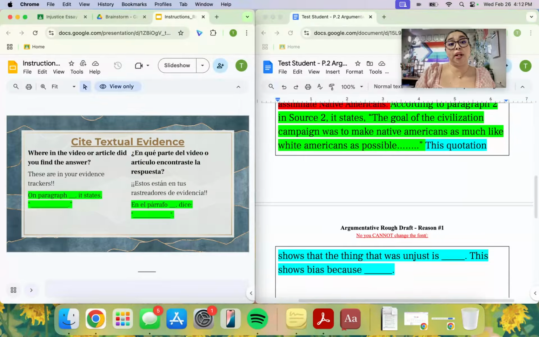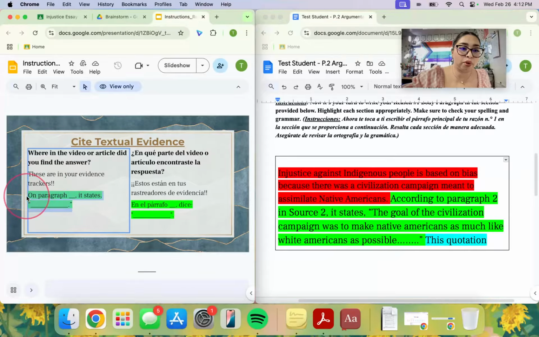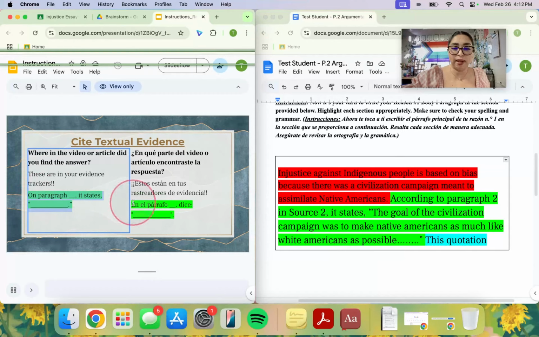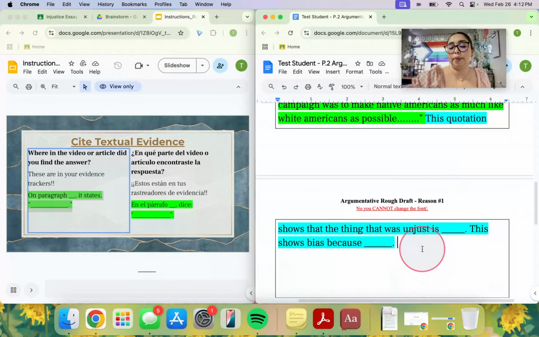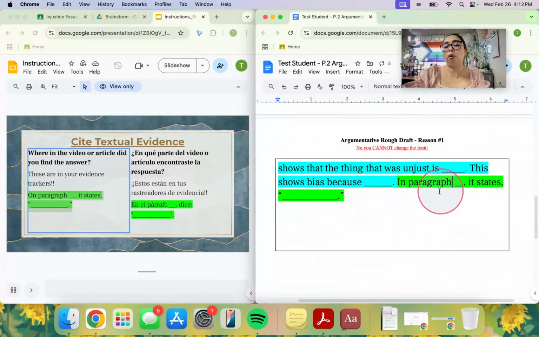So the next thing that we're going to do is cite another piece of textual evidence. If you're saying that there was a civilization campaign or whatever it is that you're arguing, there should be more than one piece of evidence that proves that. Okay? So what's another piece of evidence that proves that? So I'm going to copy my sentence frame and paste it. You can say in paragraph blank, or you can say in source blank. Again, you do not need to use the sentence frames that I'm giving you. They're just there to help, if you need them. Go ahead and pause, and put in your next quote.